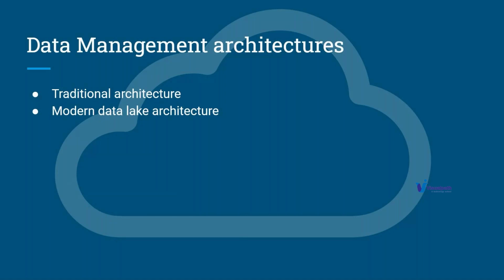Regarding data management architectures, we have two types. One is the traditional architecture, and the other is the modern data lake architecture. Traditional architecture is nothing but having database tables, dimension tables, fact tables, maybe tables in SQL Server, Oracle, PostgreSQL, anywhere. And modern data lake architecture is where we have tables in a file system.